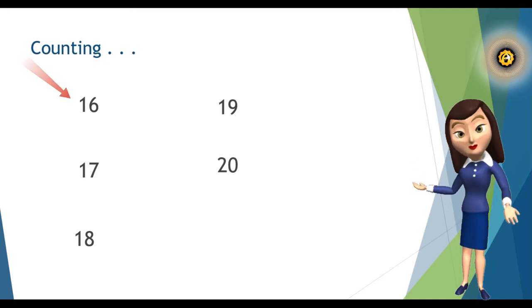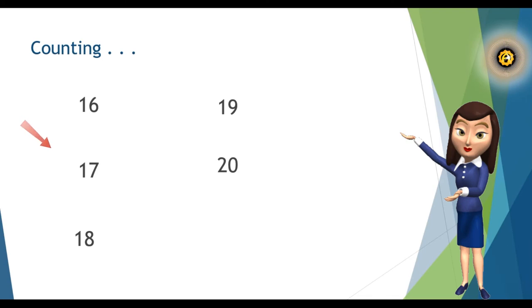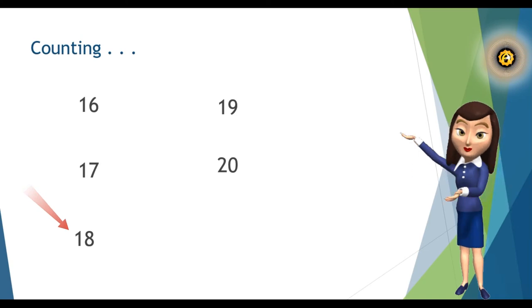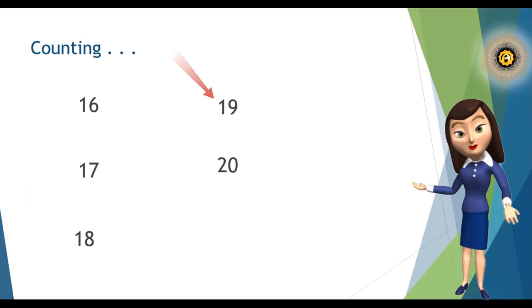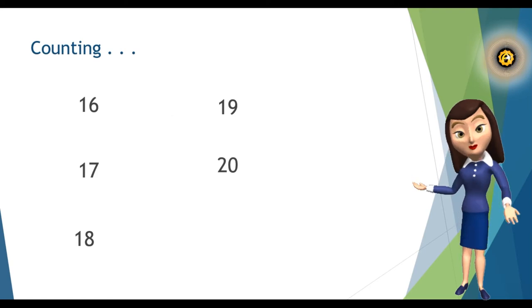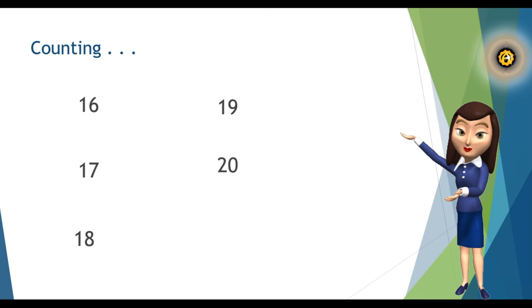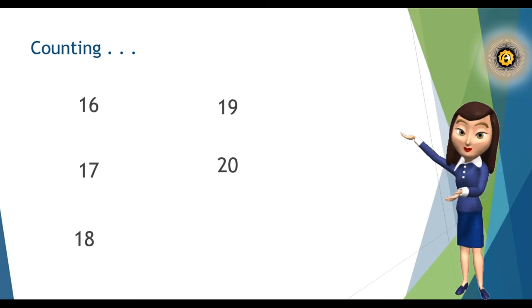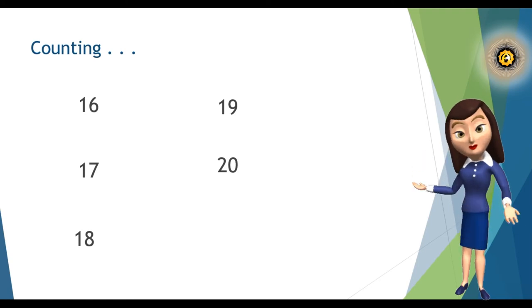16, sola. 17, satra. 18, athara. 19, unnees. 20, bees. Repeat many times for practice, and when you have repeated, then count from 1 to 20 first in English and then in Urdu. Okay, do pause this video and do that. Alright, I hope that you have done that.